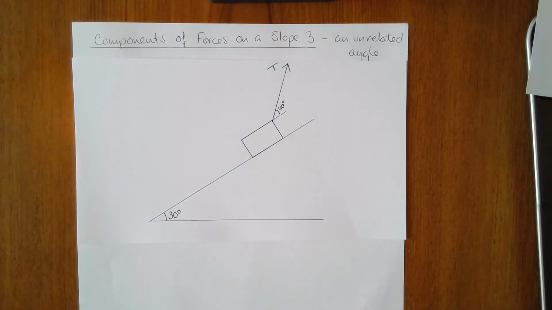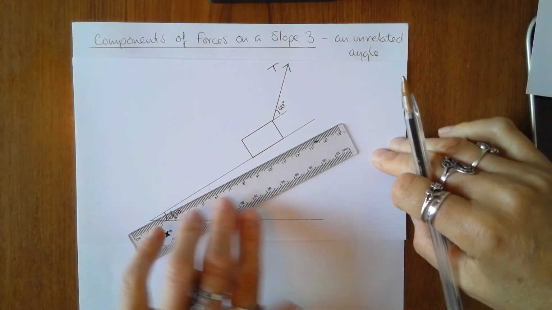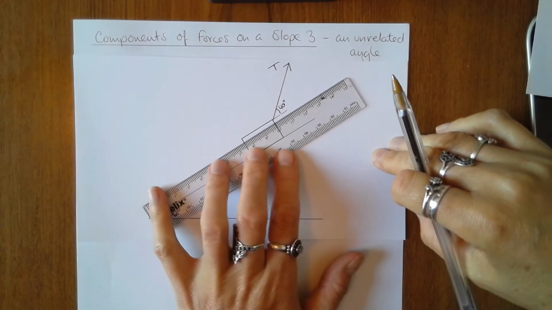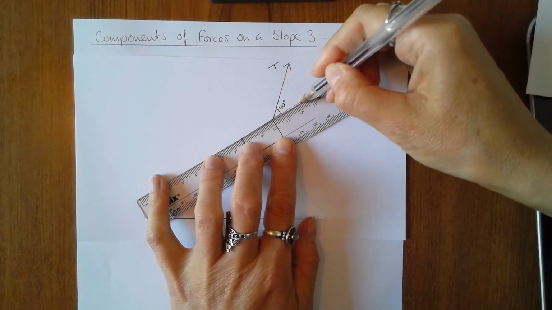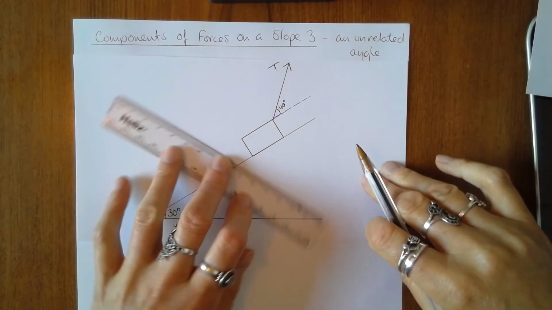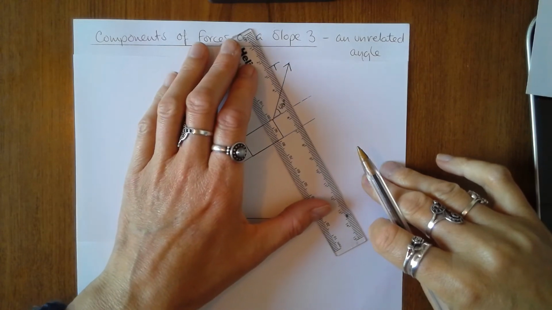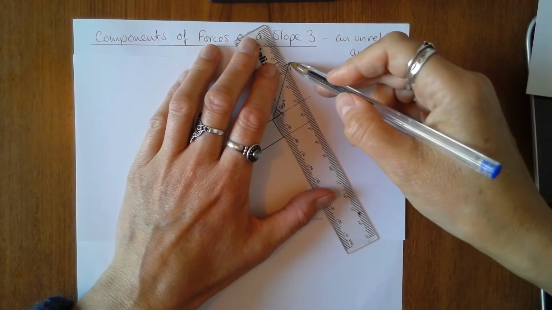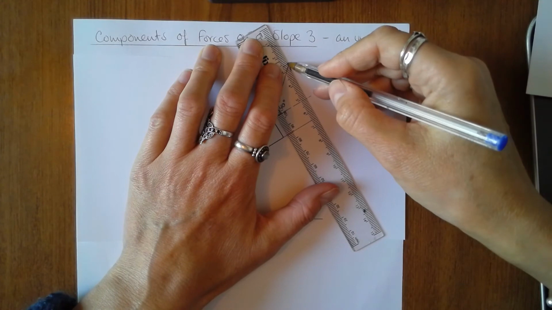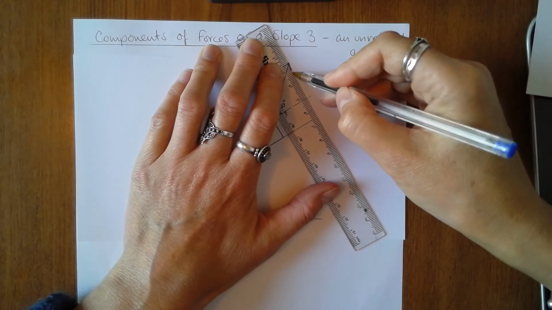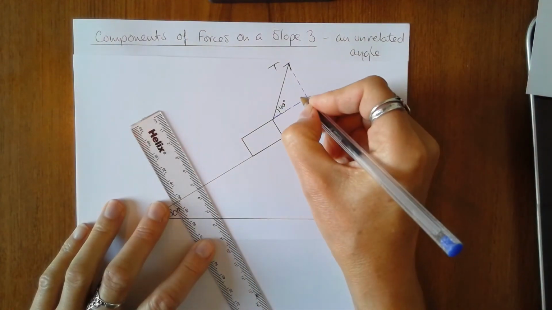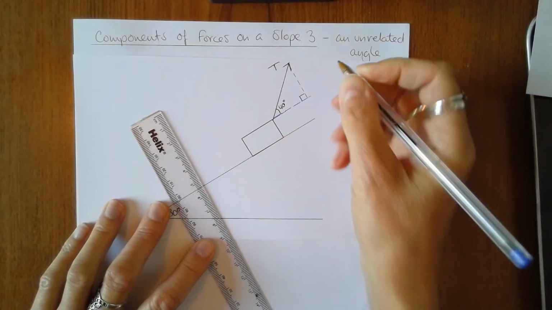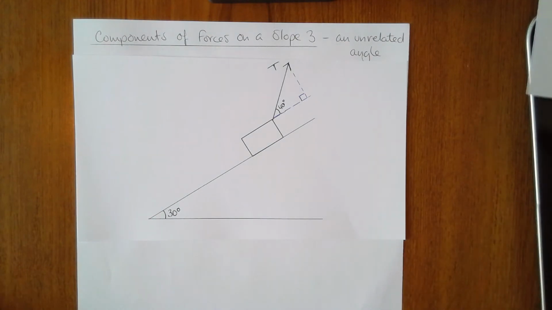So the first thing to do again is to put the ruler parallel to the slope to draw the parallel component, and I'm going to draw that like this, and then turn the ruler so that it's perpendicular to the slope and the end of the ruler is touching the force at the other end, and draw a perpendicular component which obviously should be at right angles to the parallel component. Remember that the right angle should never touch the force.